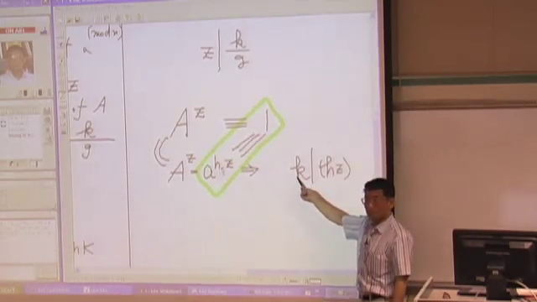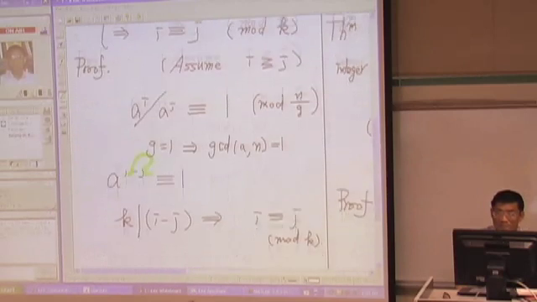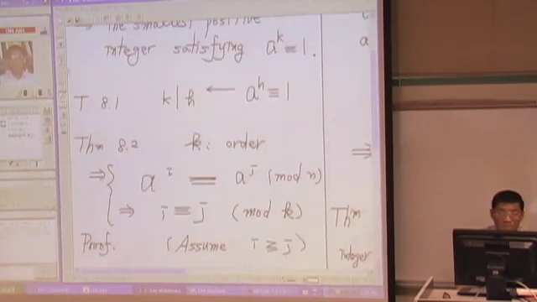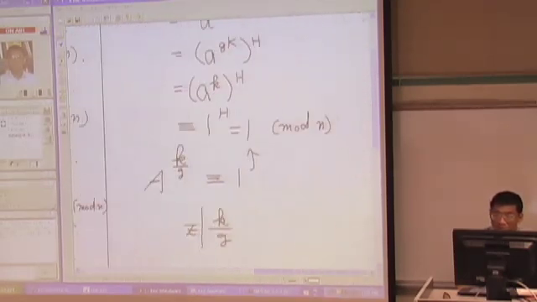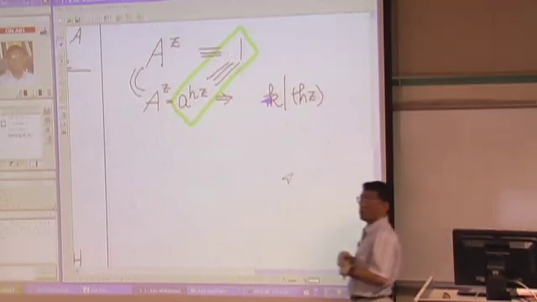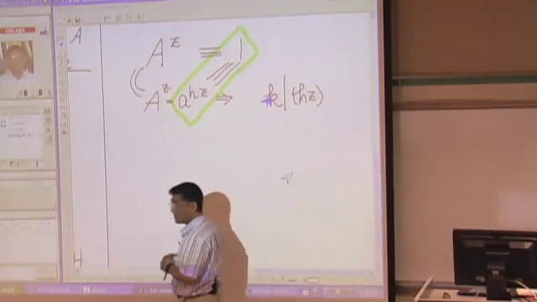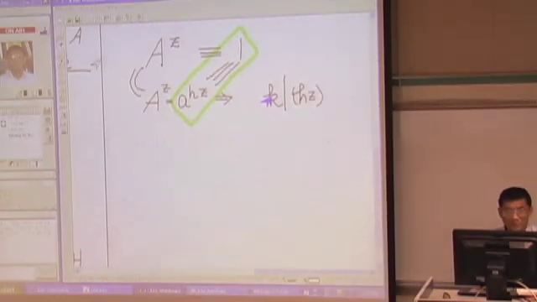Theorem 8.1 says what? If we see any situation like this, then this h is divided by k. So we saw that situation here, right? We saw that this a to the power of some power is 1. That means that power is divided by k, by theorem 1. Do you see?